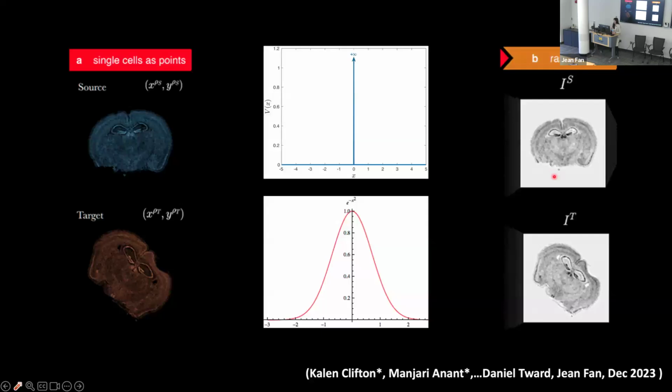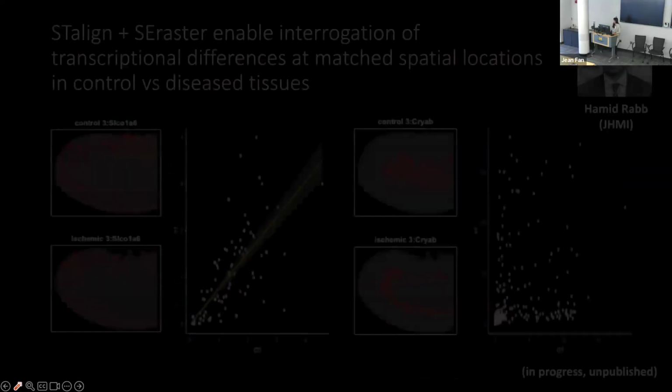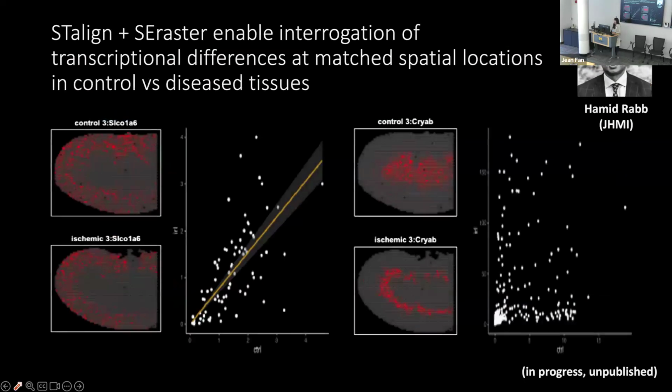Great question. I have a follow-up question that's more on the biology, especially in your IRI kidney injury model. You had a very nice finding about CRYAB, right? Its spatial pattern looked very distinct across your control and ischemic kidneys. Do you know why, or what could it be?